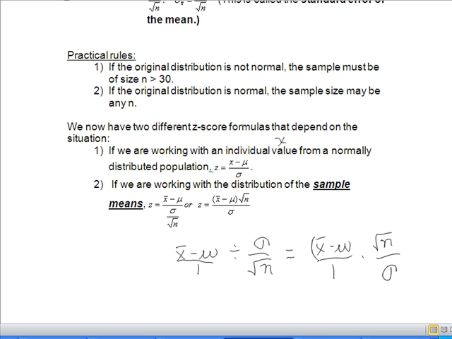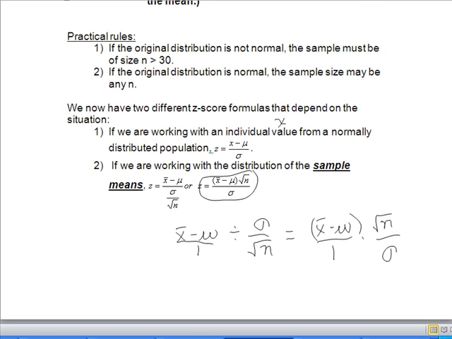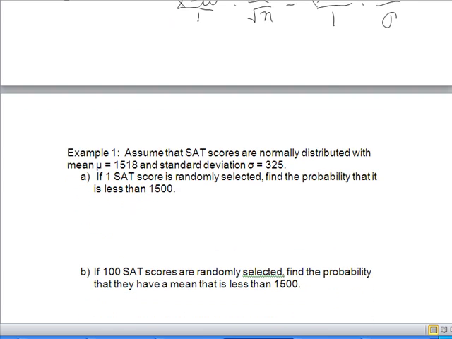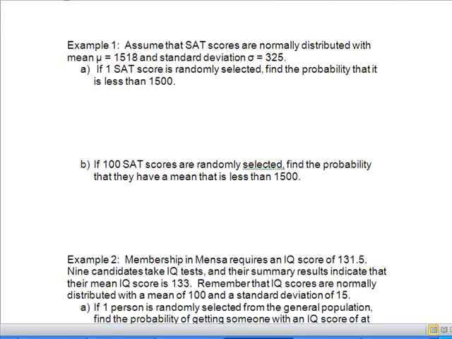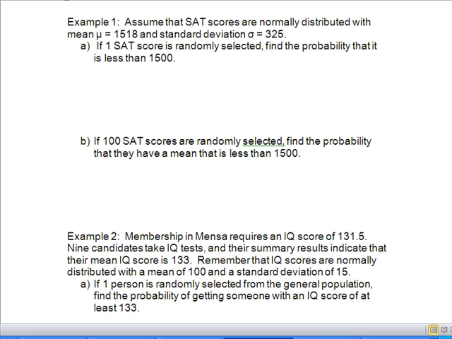Okay, so let's talk about the differences between the two formulas. When do we use one? When do we use the other one? By looking at a couple of examples. So we're starting with example 1. It's assumed that SAT scores are normally distributed with mean mu equal to 1518 and standard deviation sigma equal to 325. If one SAT score is randomly selected, find the probability that it is less than 1500.